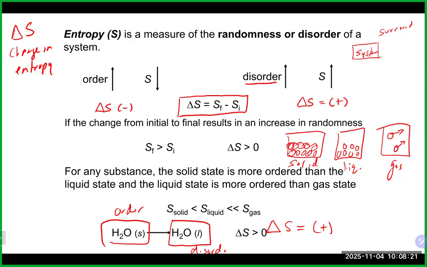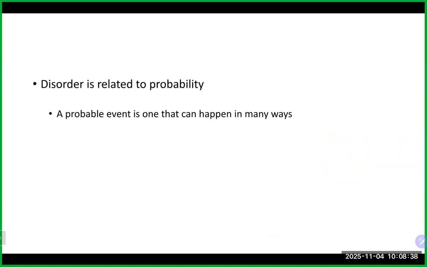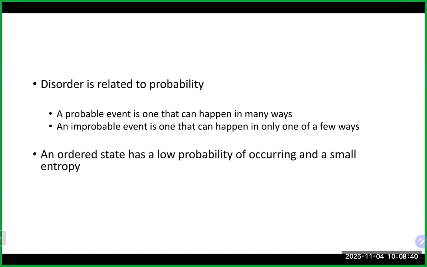So the change in entropy is something that can help us figure out whether or not a reaction is going to be spontaneous, but not necessarily delta S just by itself. And we're going to talk about how we can use that here in a second. But before we get there, a little bit about disorder.